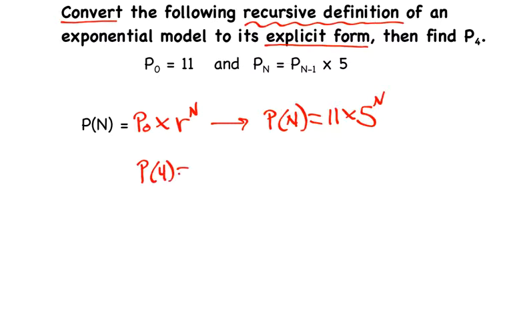P of 4 is equal to 11 times 5 to the 4th power. And that gives us 6,875.